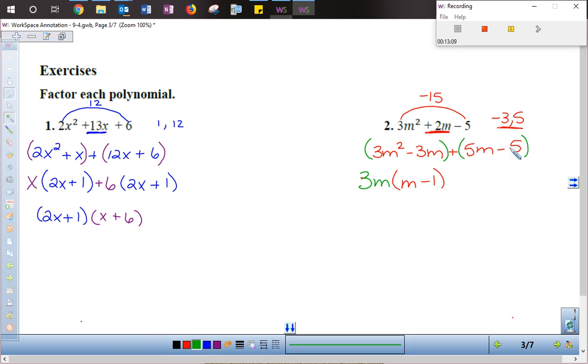Now my second binomial, 5m minus 5. They both have a 5 in common, so I can take out a positive 5. That leaves me with 5m divided by 5 is m, negative 5 divided by 5 is negative 1. Now let's see what I have in my binomials. My first binomial is m minus 1, and so is my second. If they're the same, that means you did it correctly. So bring that m minus 1 out front, and then let's see what I have left. My second binomial starts with this guy, so 3m, and ends with this guy, plus 5.